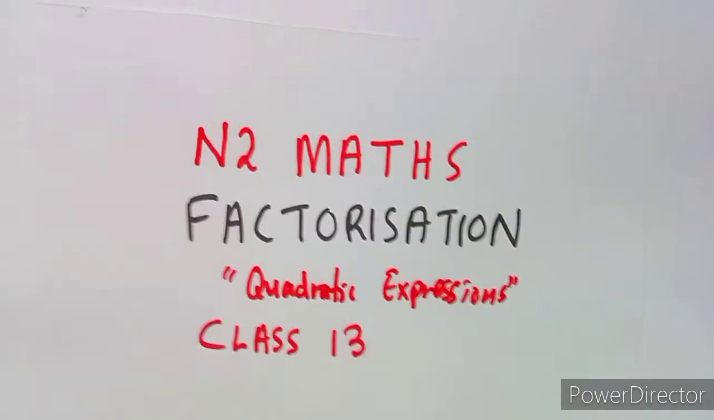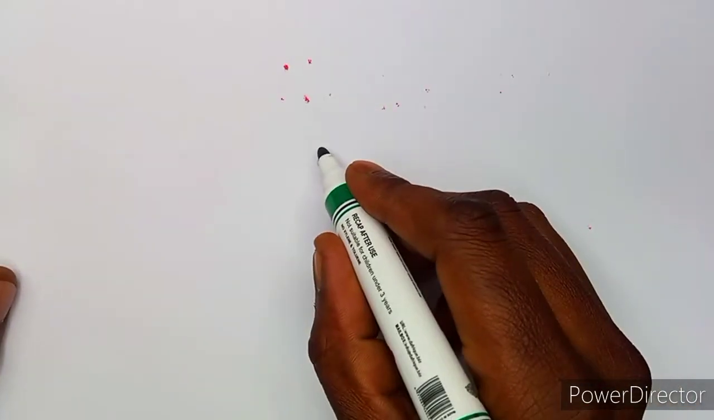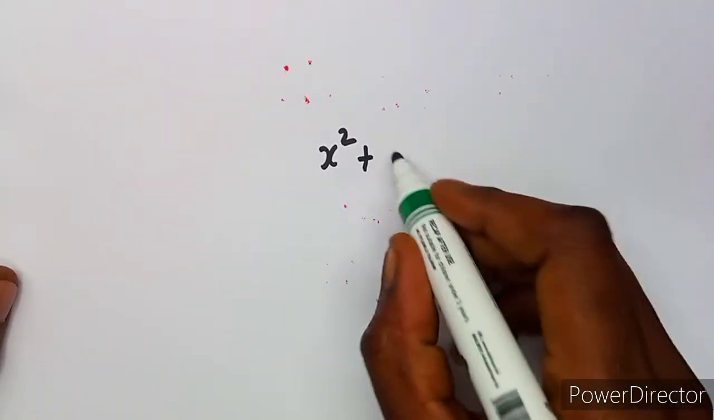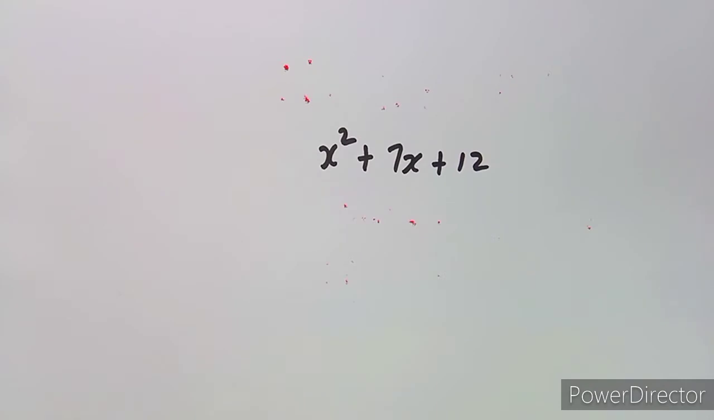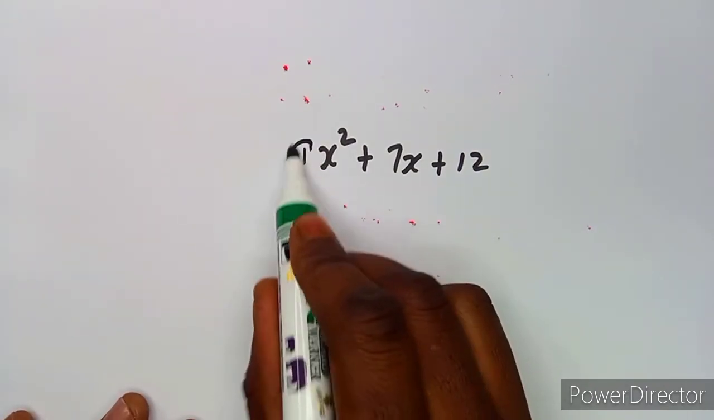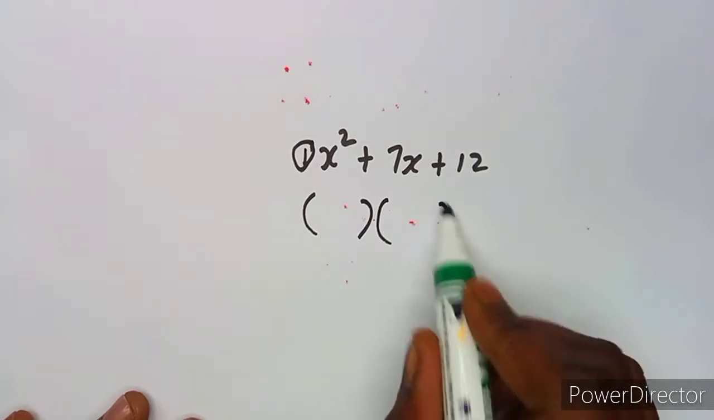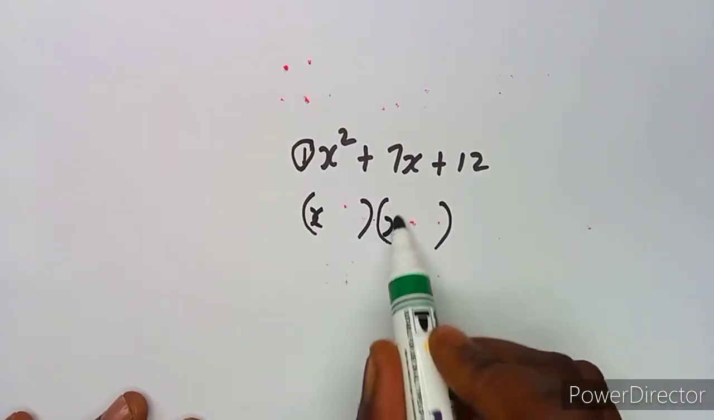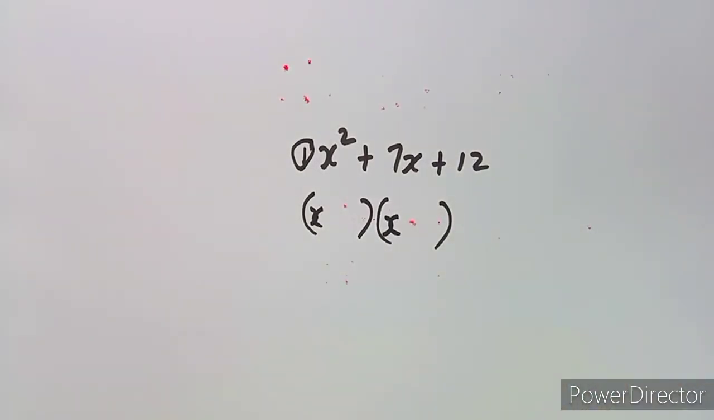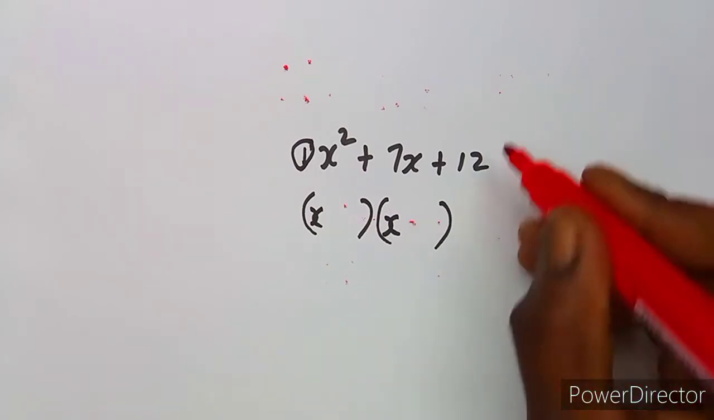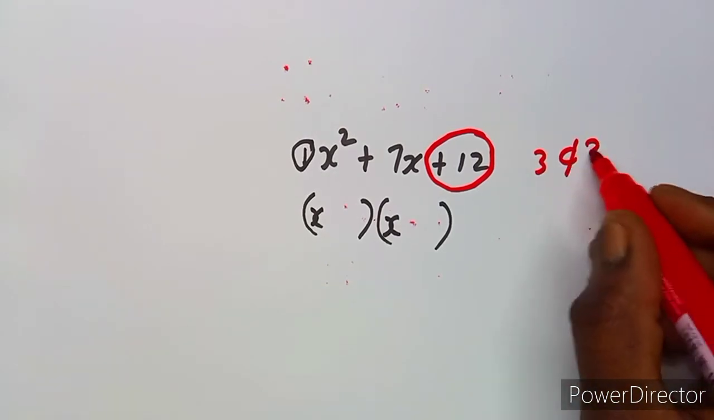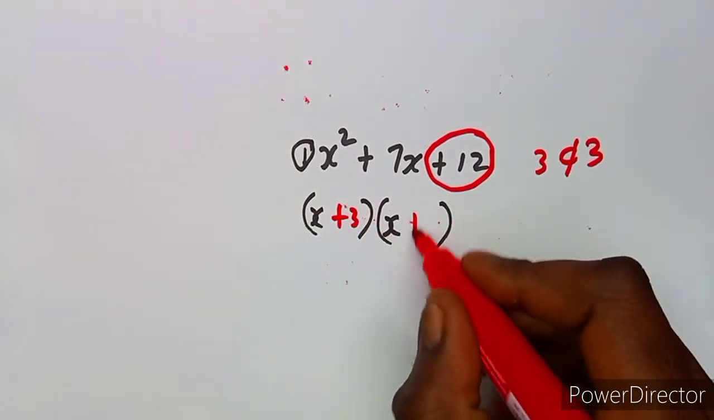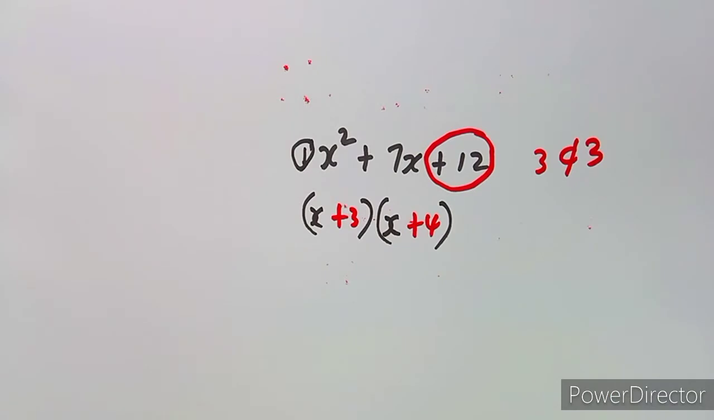Previously we managed to have a condition where you'll be just given maybe x squared plus 7x plus 12, where I told you that when the coefficient of a is a 1 like this, you just open two brackets, then you write x and x, then you find factors of the constant term, which is 12. In this case we've got 3 and 4. You just add the numbers, plus 3 plus 4. Okay, that was the concept.